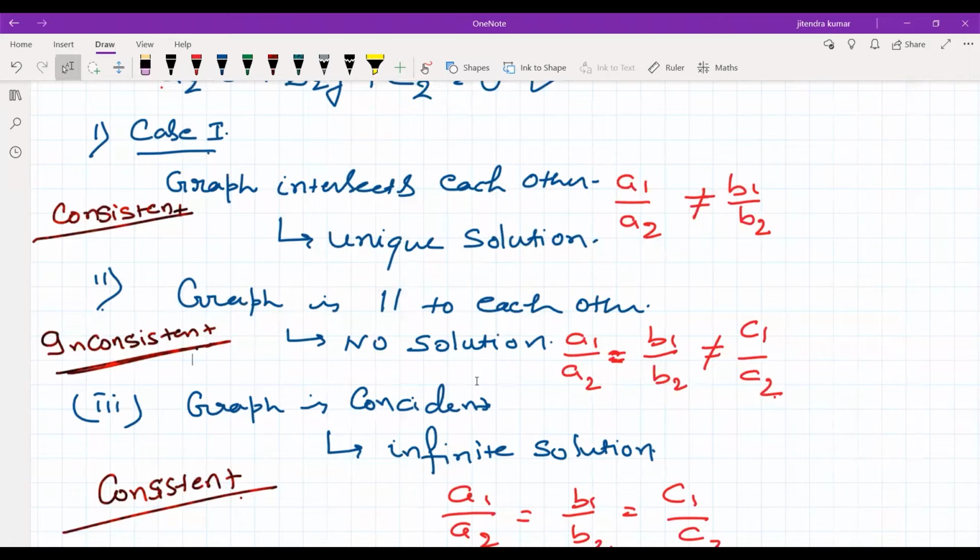What is the meaning of consistent here? Consistent is used because we are able to find some solution. This term is used for a system of linear equations, not one linear equation. The cases where we are able to find at least one solution, we say it is consistent. If we are not able to find any solution, then we say it is inconsistent. These terms are used for a system of linear equations.